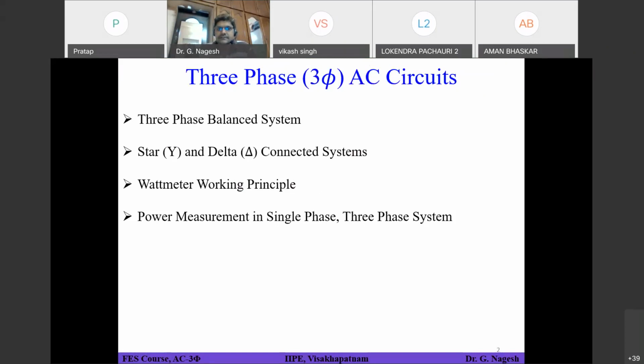And next, the wattmeter working principle. So the basic working principle of the wattmeter we will see. And after that, how to measure power in a single phase and three phase circuit using a wattmeter. So these are the topics we are going to cover in this third chapter.